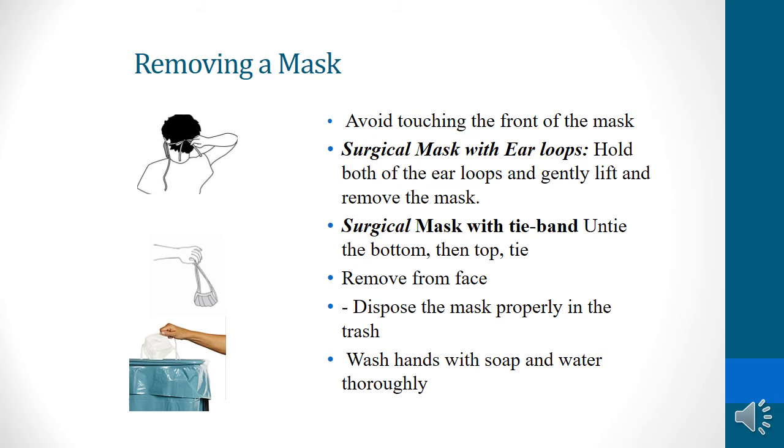We finish our procedure and now we are going to remove the mask. How will we remove the mask? First, avoid touching the front of the mask. For a surgical mask with ear loops, we have to hold both of the ear loops and gently lift and remove the mask. For a surgical mask with a tie band, untie the bottom, then the top tie. Remove from the face. Dispose of the mask properly in the trash. And after you finish, do your hand washing.